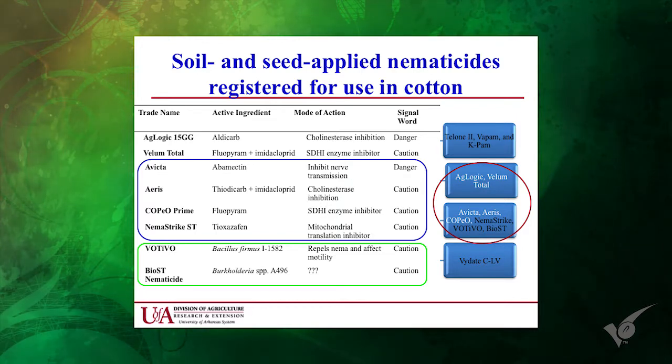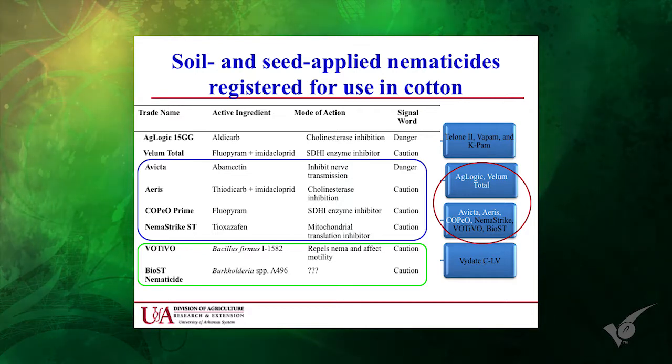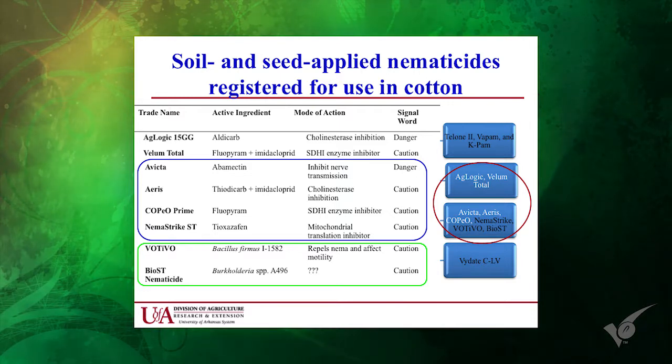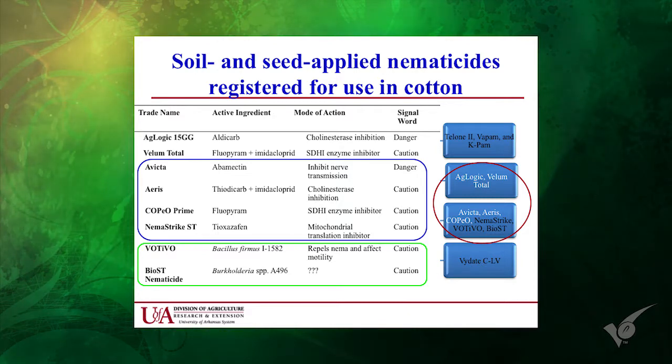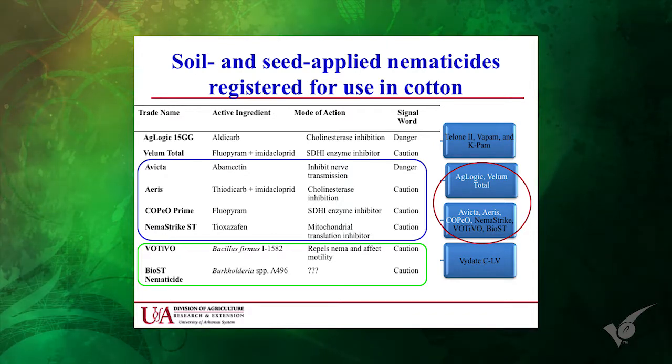Votivo's been around for a while. Doesn't seem to me as popular on cotton as it is on soybeans. And Bio-ST nematicide, which is basically heat-killed Burkholderia bacteria. And so the mode of action there I'm not so sure about. With the Bacillus firmus, that bacteria stays active and living. It's kind of interesting, especially from the nematologist's view, the things that we're working with are having more of a caution label, so it's definitely nice to work with those products. They're a little safer for the handler.